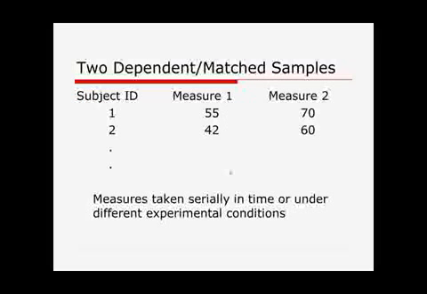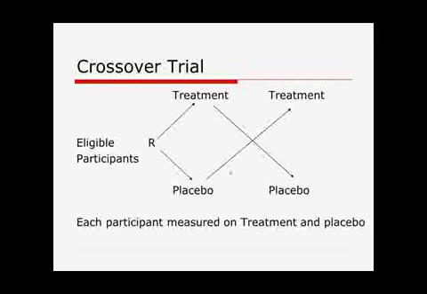I'm just indicating subject ID to keep track of people, but you might have a person who you take a measurement on, you do something, you intervene, and then you take a second measurement. So here we have 2 measurements on each person. Sometimes this is called a paired sample problem, dependent or matched sample problem, same type thing.